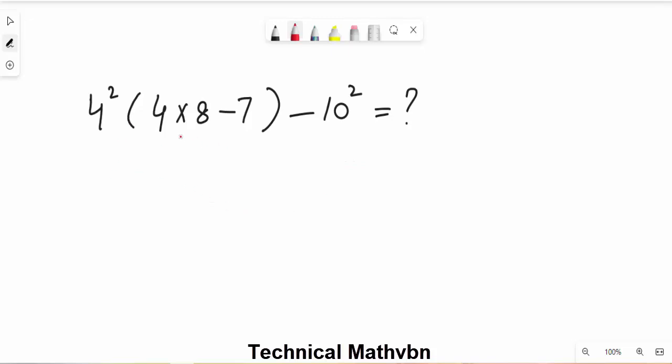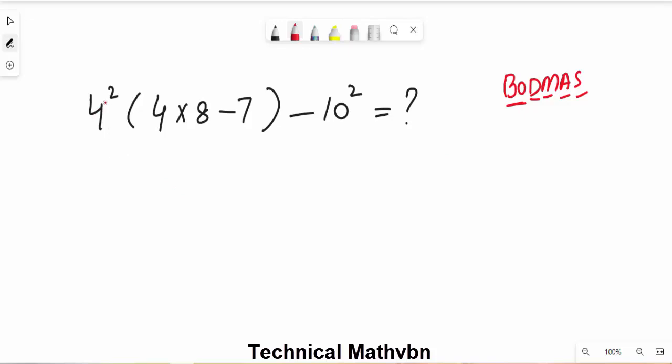So here we apply the bracket of DMAS rule. B for bracket of, D for division, M for multiplication, A for addition, and S for subtraction. So follow this rule. First of all, see where the bracket is.